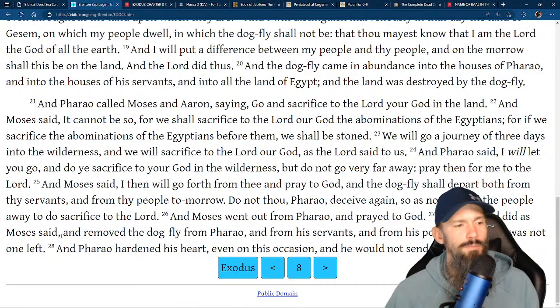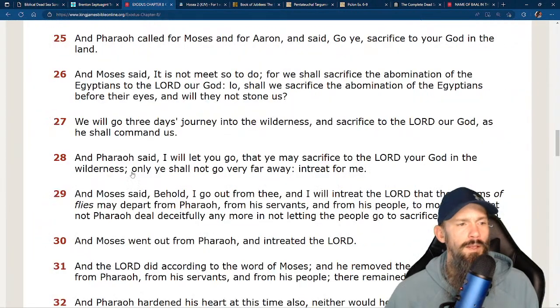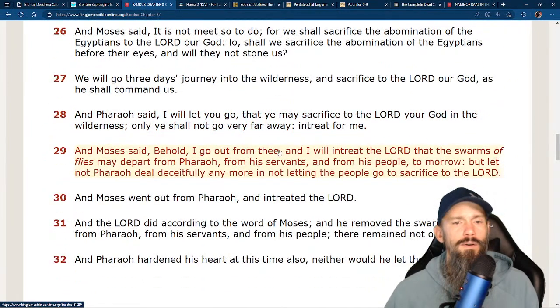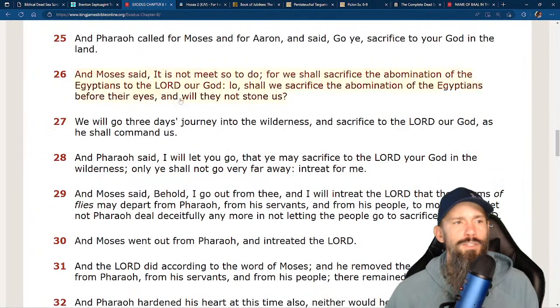And Yahuwah did as Moses said, removed the dog fly from Pharaoh and from his servants and from his people, and there was not one left. Pharaoh hardened his heart even on this occasion, and he will not send the people away. Sacrifice. Huh. Pharaoh has said, we will go.